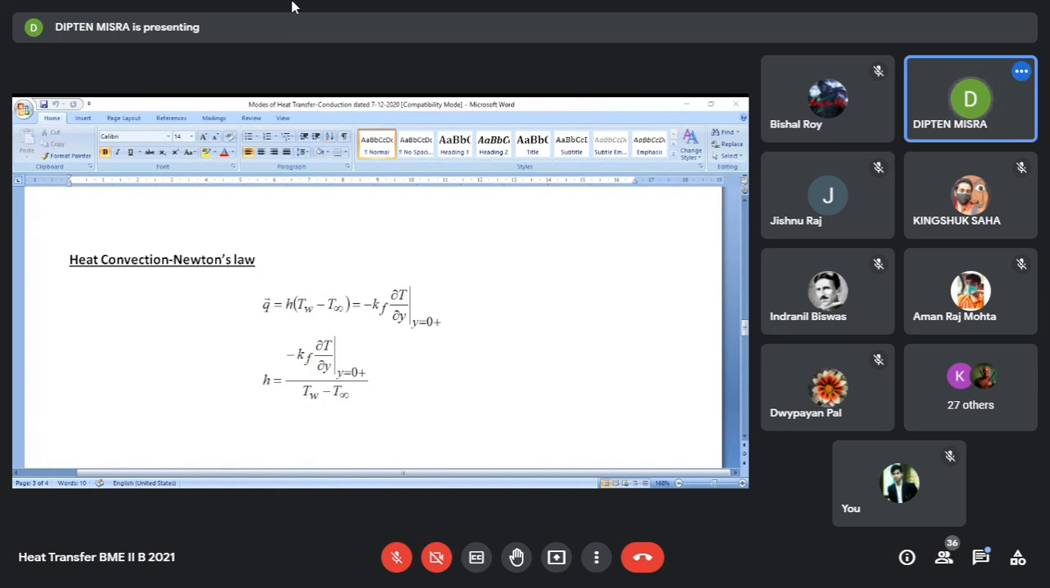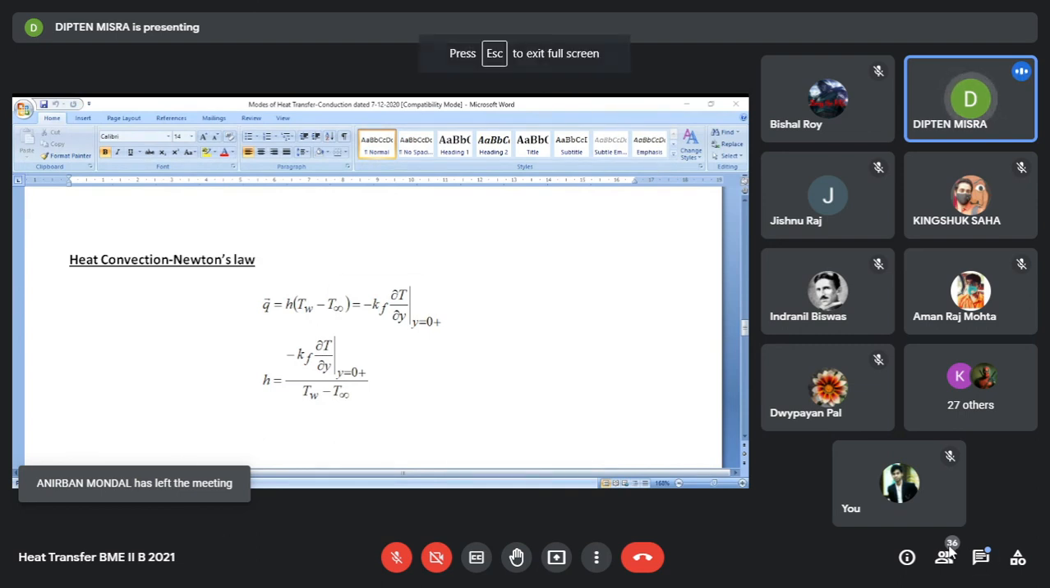You can do it if you are dealing with del T del Y at Y equal to 0 plus, then that means you are talking of the fluid domain. Then you take K. You can do it with del T del Y at Y equal to 0 minus, then you can use Ks. So it depends on which domain you have the information about.